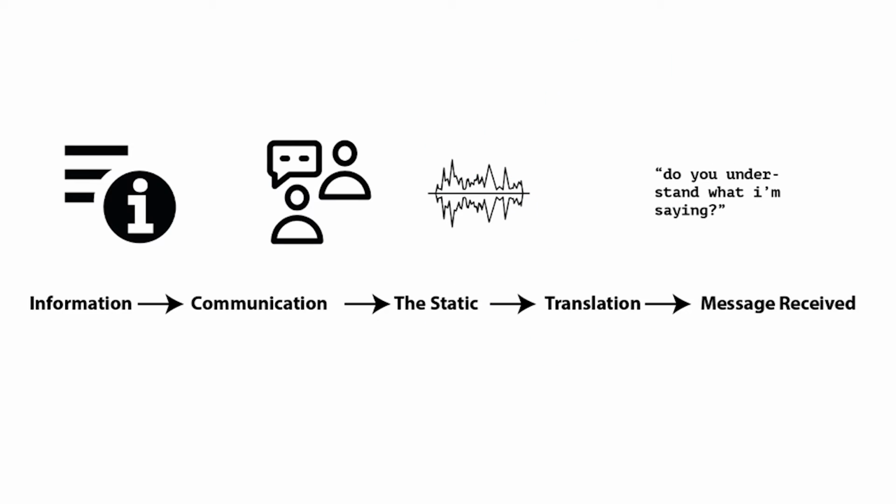This led us to maybe a description of what information theory is: you go from information to communication to this static, which is this process of decoding, and then into translation, and then the message received, whether that message is correct or not, is the curious question we had to ask.